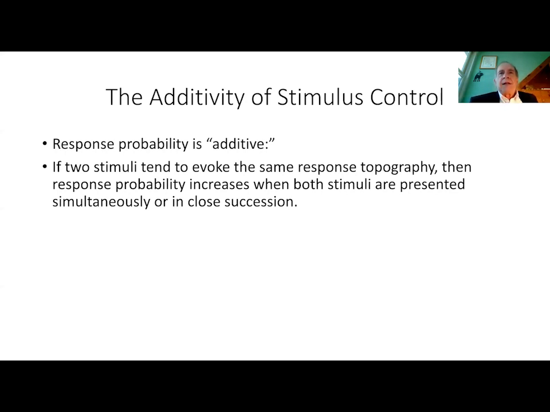Okay, so we've moved on to the additivity of stimulus control. This is our third topic in our series. My first chapter, so to speak, was how to read verbal behavior. The second is on response probability. Now we're turning to the additivity of stimulus control. Response probability is additive, says Skinner. And he's right. If two stimuli tend to evoke the same response topography, then the response probability increases when both stimuli are presented simultaneously or in close connection.